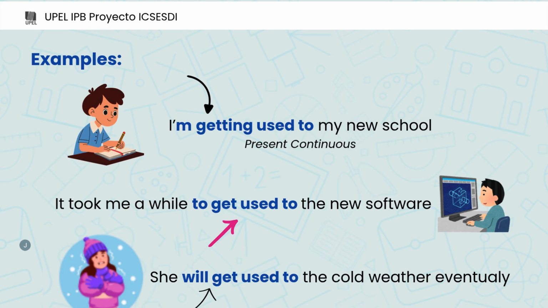Let's look at the next sentence. It took me a while to get used to the new software. So I'm talking about a situation in the past. It took me a long time to get familiar with the software. Let's continue. She will get used to the cold weather eventually. So this sentence expresses she is in the process of adaptation to a new weather.